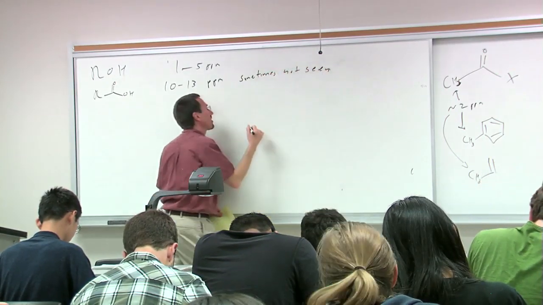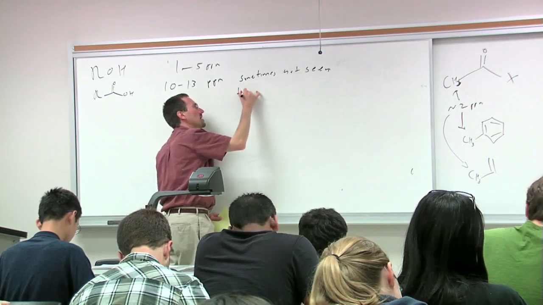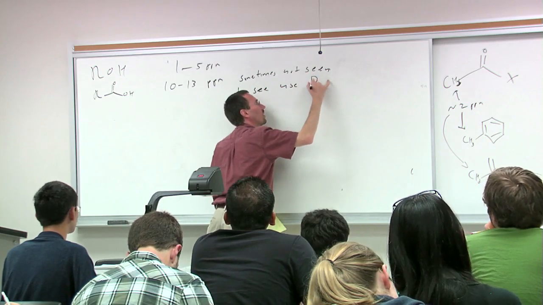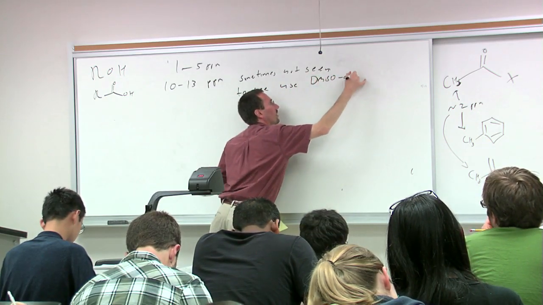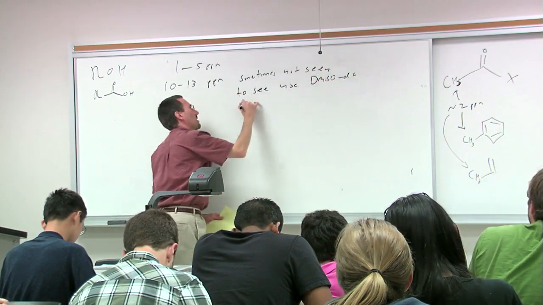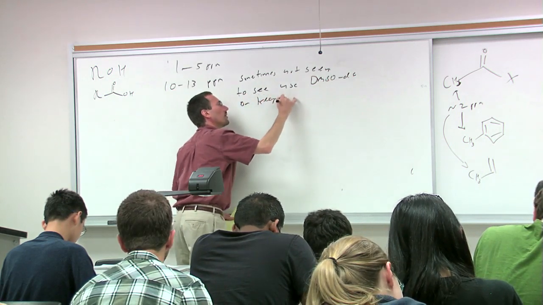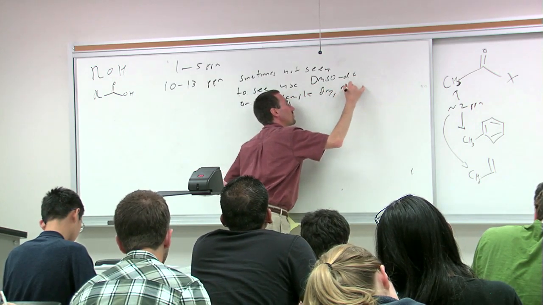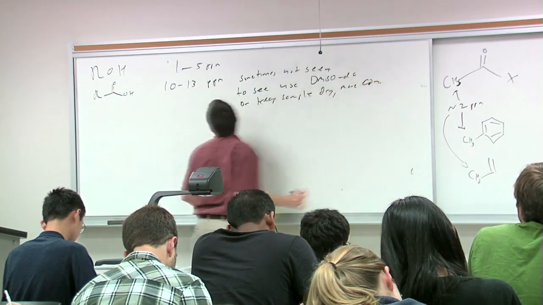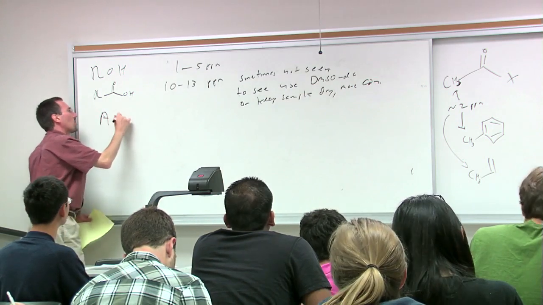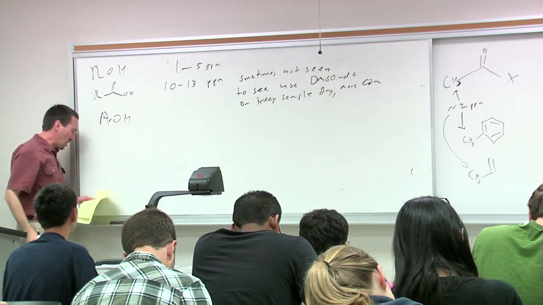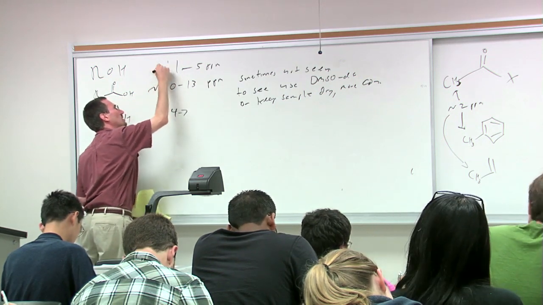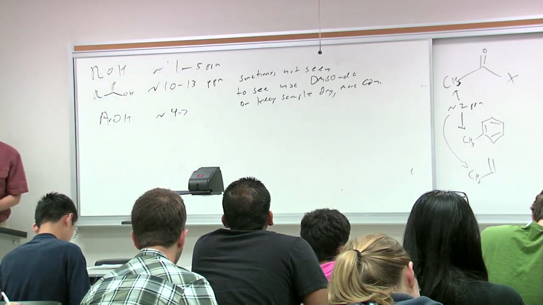If I want to see my carboxylic acids, use DMSO. Or keep your sample dry. Dry and maybe more concentrated. All right, aromatic alcohols, ArOH, phenols, and the like, again about 4 to 7 ppm. And these are all going to be approximate numbers.